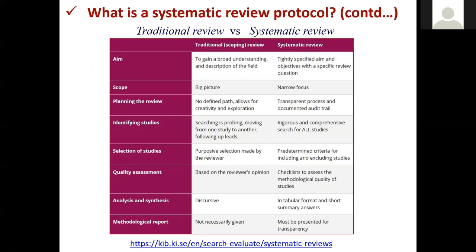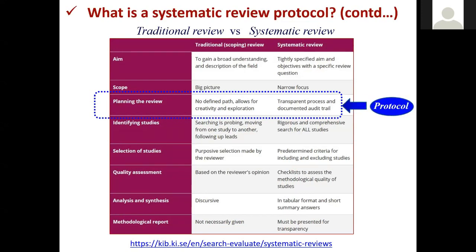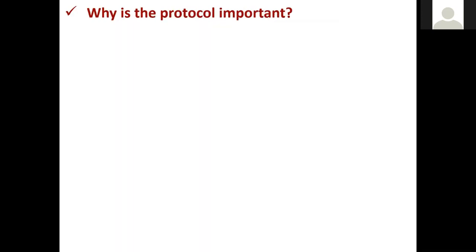So I would like to take you back to this previous slide where we had compared traditional reviews and systematic reviews. So there was this step there where I said that in a traditional review, there is no clearly defined path for carrying out the review, unlike in a systematic review. And that is where the role of protocol comes in. The protocol sets the plan, it sets the path which has to be followed for carrying out the review. And this sets it aside from a traditional review.